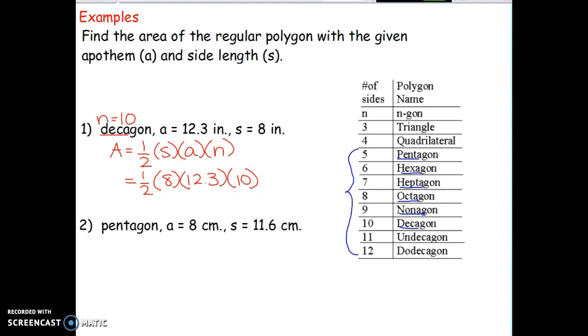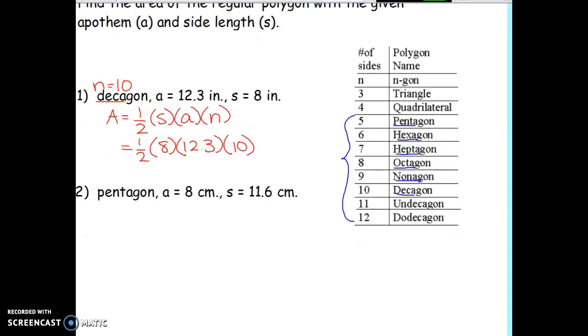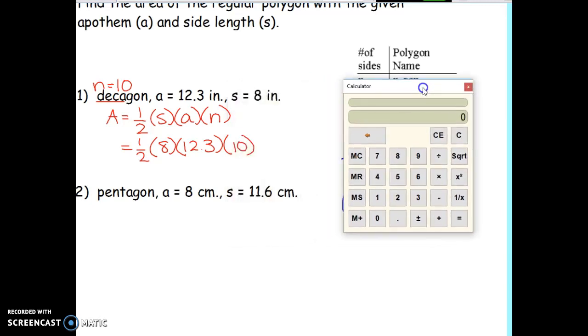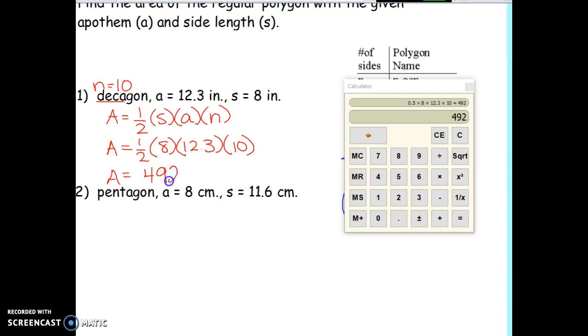So when we multiply all of this together, let me get my trusty calculator out. 1/2 is the same thing as 0.5, so you can take 0.5 times 8 times 12.3 times 10, and your area is going to be equal to 492, and this time we do have a label, so we're going to label it inches squared.